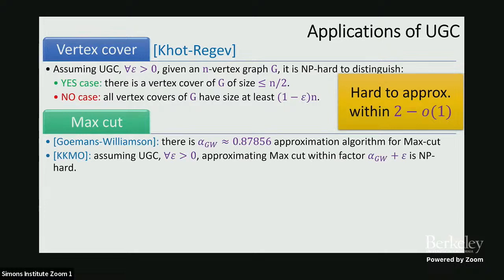Another notable consequence is this max-cut result that I mentioned. I hope that most of you are familiar with the Goemans-Williamson algorithm for max-cut. This is based on semidefinite programming. It's a very nice algorithm, and it achieves some funny approximation ratio for max-cut, which is roughly this number on the slide. And what you can show, again assuming UGC, is that this algorithm is actually tight, in the sense that for every epsilon greater than 0, getting an approximation which is just epsilon better than this is already NP-hard.